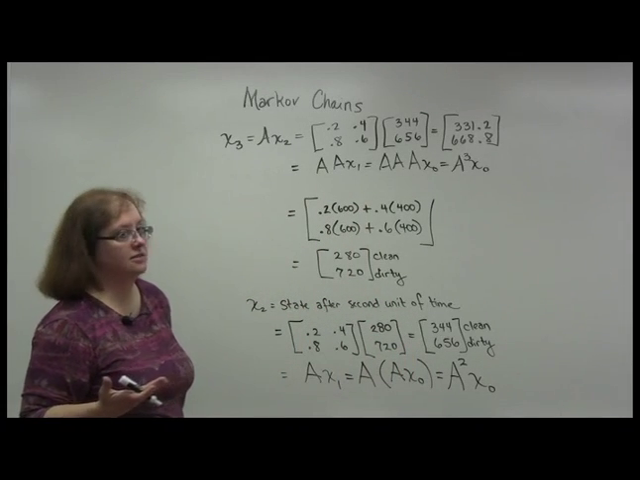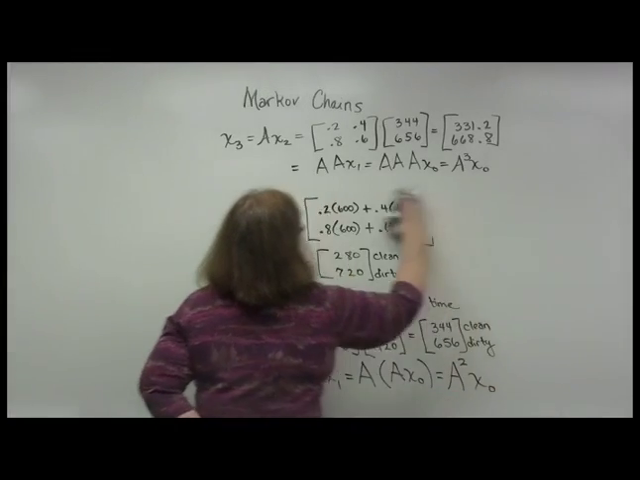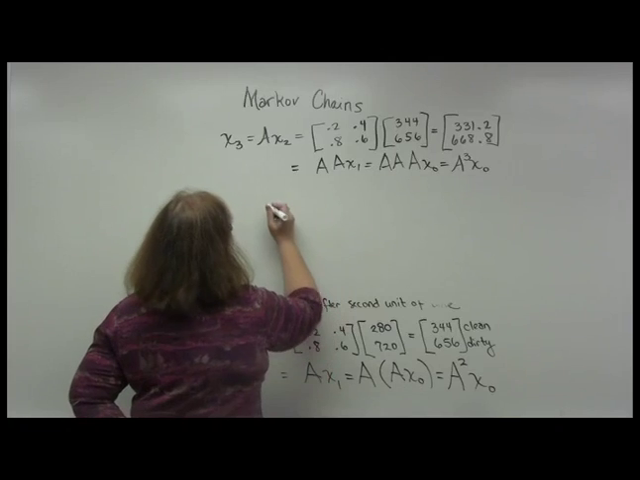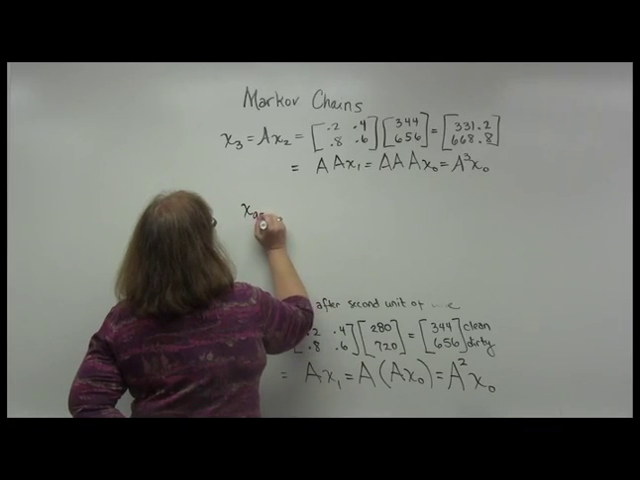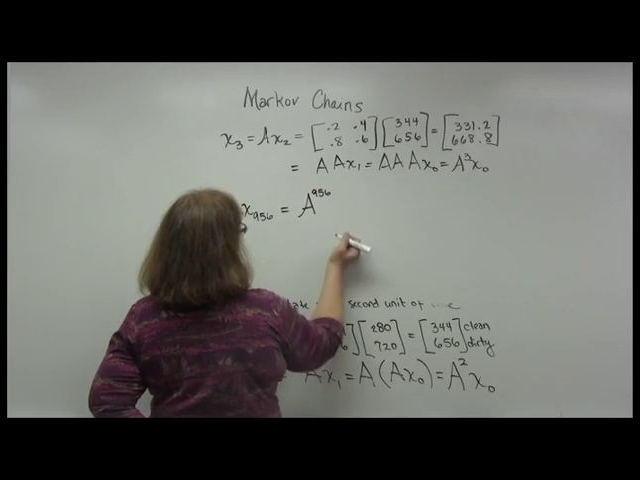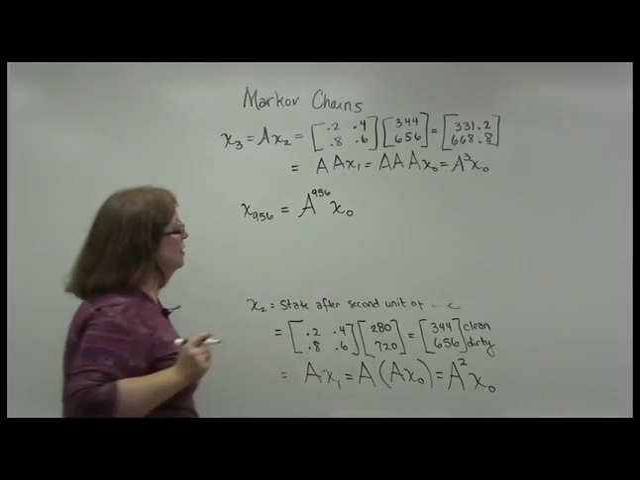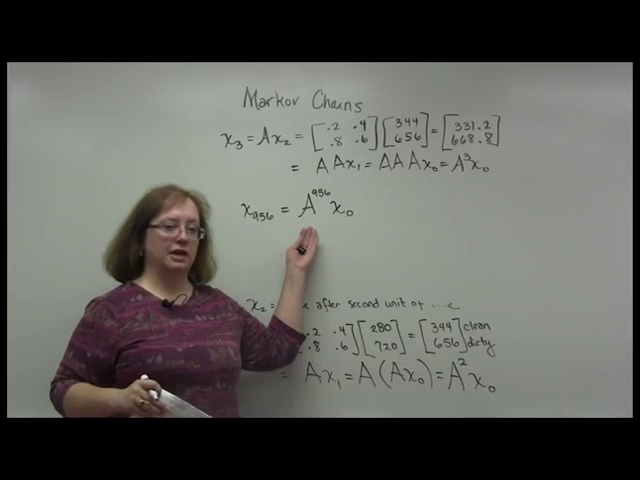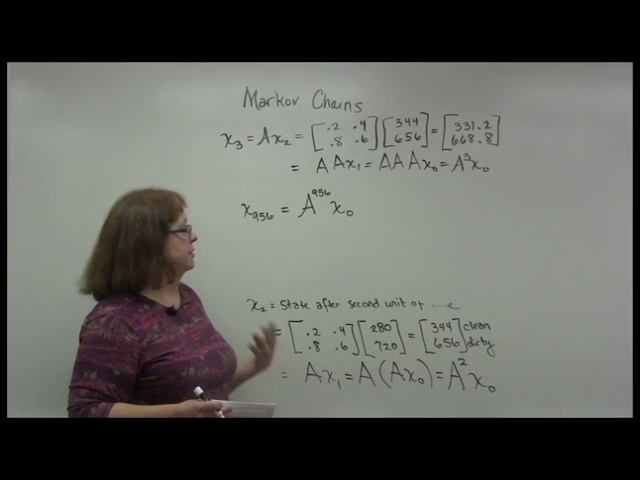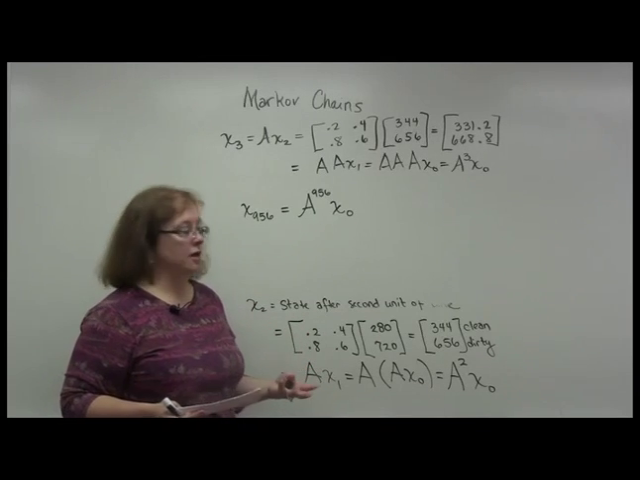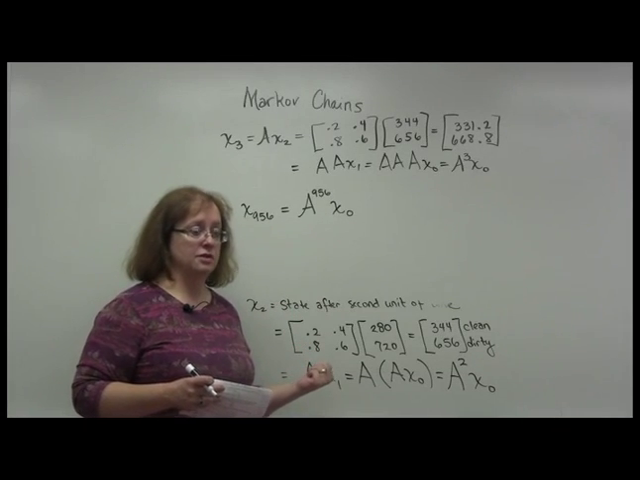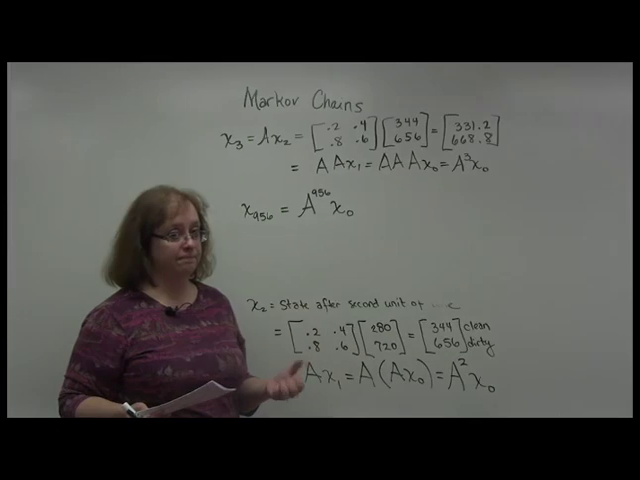We could continue that process on. If I needed to know, for example, x sub 956, I don't know why you'd need to know that, but if you did, you could say it would be A to the 956th power times x sub 0. So we're hoping if we really have to calculate A to the 956, that we have some really powerful software, something like MATLAB or Mathematica or whatever. Now, if you're not allowed to use that kind of software, there is a way around that, using eigenvectors and eigenvalues. And that's what we're going to look at in a few minutes.